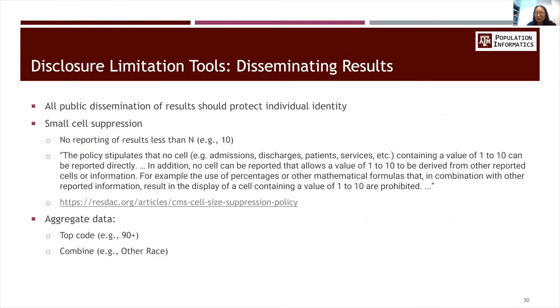So the first tool that I'll talk about is called disclosure limitation tools. And this is specific to when you are done with your research and trying to disseminate your research and share it with the public, whether that be via publications or presentations. You may realize that when you're putting your results together to share publicly via publications or presentations, you may have results that have very small cell sizes.